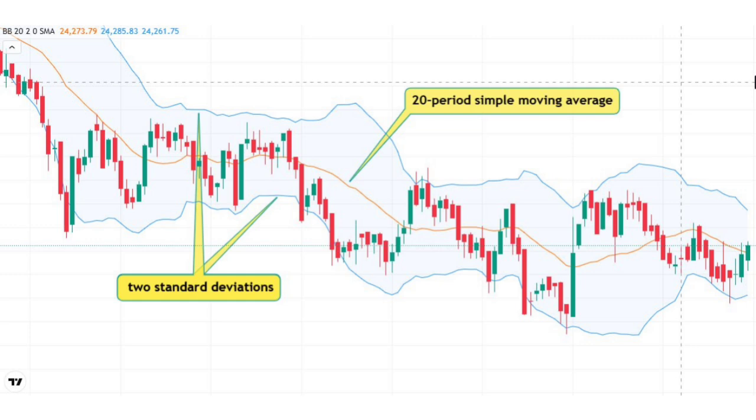But here's the key. Bollinger Bands don't predict direction. They just tell you where price is relative to its normal range. Think of them as a volatility envelope. When the bands squeeze, contract, it signals low volatility and often precedes a breakout. When they expand, volatility is increasing.